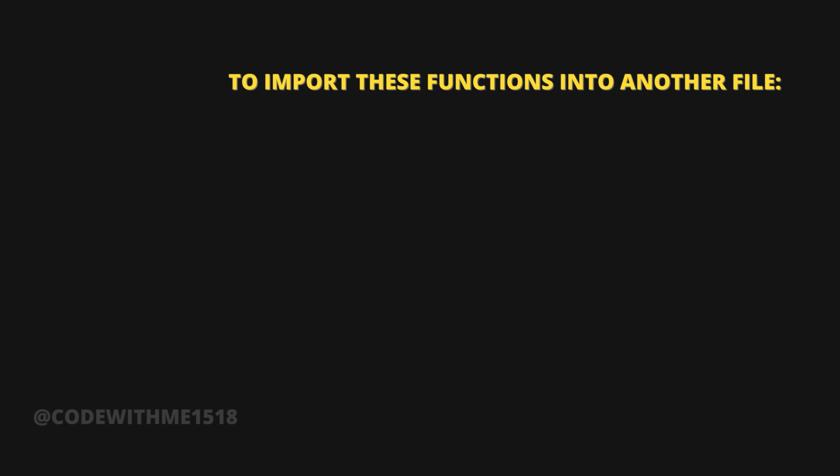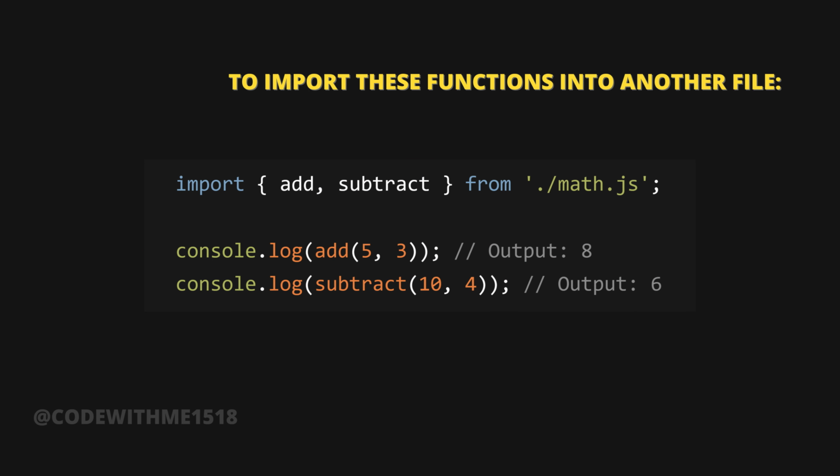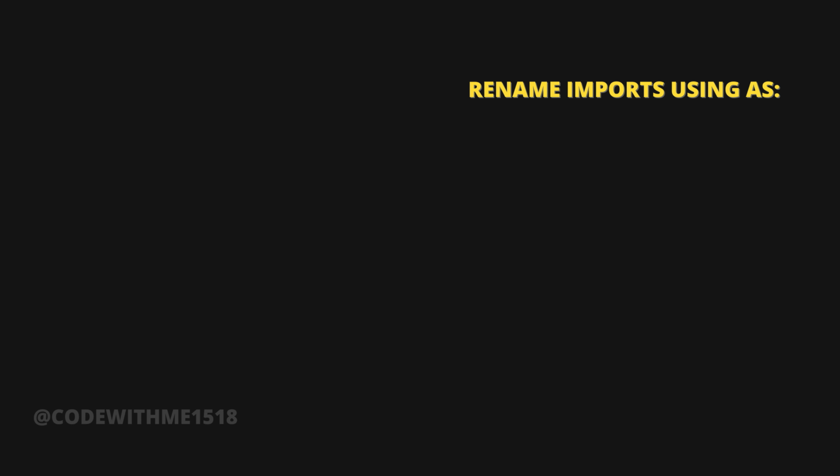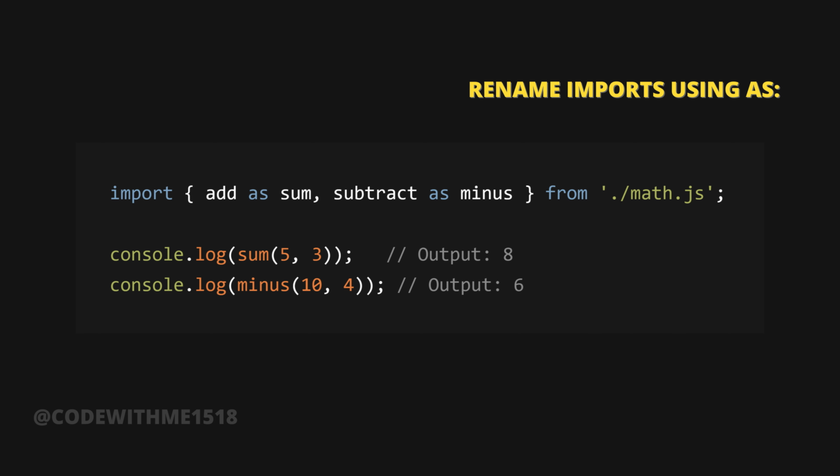To import these functions into another file: import { add, subtract } from './math.js'; console.log(add(5, 3)); Output: 8. console.log(subtract(10, 4)); Output: 6. If needed, we can also rename imports using as. import { add as sum, subtract as minus } from './math.js'; console.log(sum(5, 3)); console.log(minus(10, 4)).